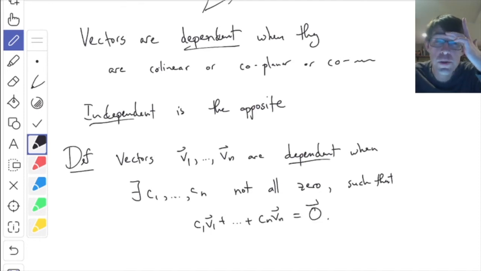This is a complicated definition, but the way to think about this is dependent means it is possible to add the vectors up and make them all cancel each other out. That's how you get 0 at the end, by putting some constants in front. For example, if you have two vectors which lie in the same line, then if you choose the constant right, you can add them together to make them cancel each other out. Whereas if you have two vectors and they both lie in a plane but not in the same line, there's no way to make them cancel each other out because they're in two different directions. All right. So anyway, this is dependent.